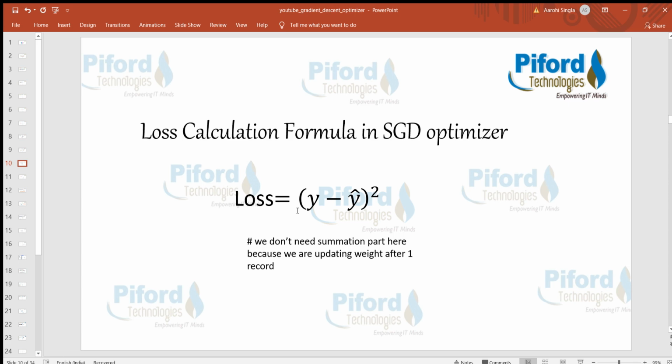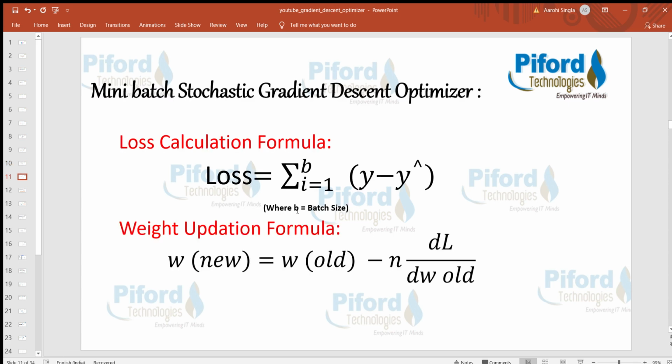So, clear about the stochastic gradient descent optimizer and the gradient descent optimizer? The only difference is that in SGD we update a weight on the basis of one record, and in the gradient descent optimizer we consider all the data points, calculate the loss on the basis of all data points, and update the weight on the basis of that. Now, let's talk about the mini batch stochastic gradient descent optimizer.